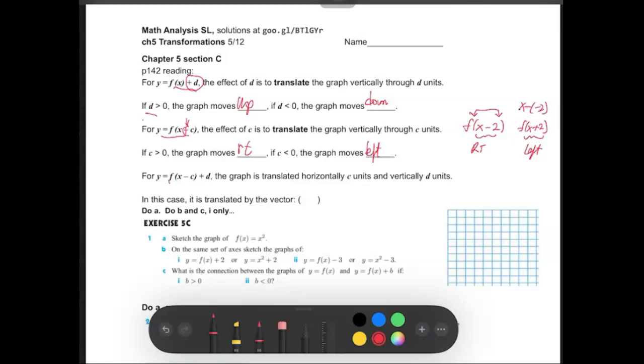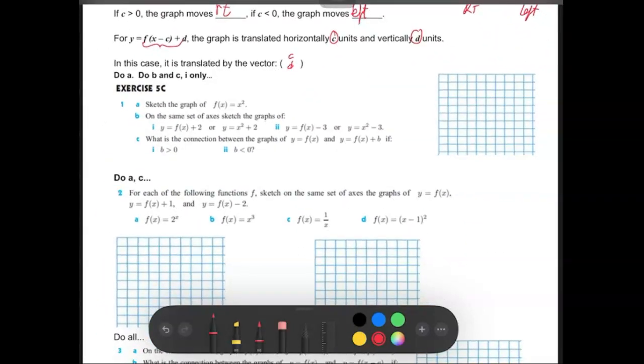For this function where c and d are both included, c is subtracted on the inside and d is added on the outside, the graph is translated horizontally c units and vertically d units. And in this case, it is translated by the vector. Remember this vector format, where the top number is the horizontal translation and the bottom number is the vertical translation. We saw this in the quadratics unit. So this is another way of representing the translation in a compact way.